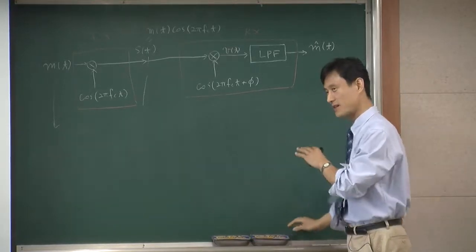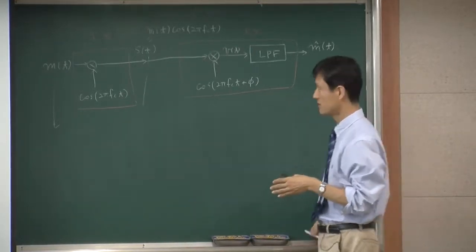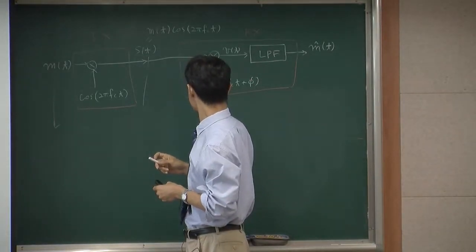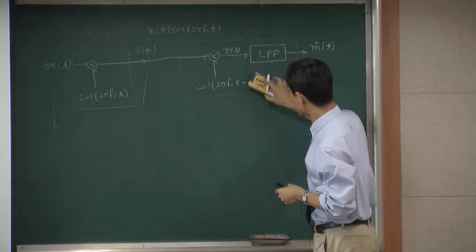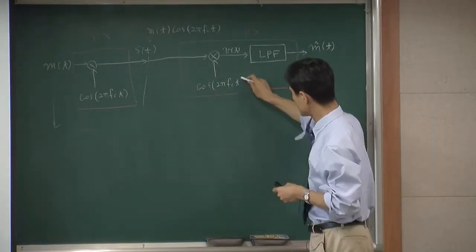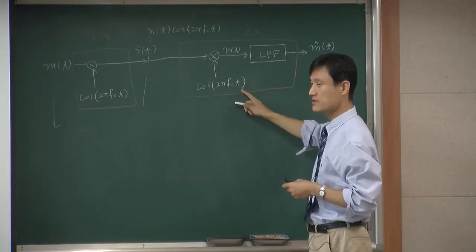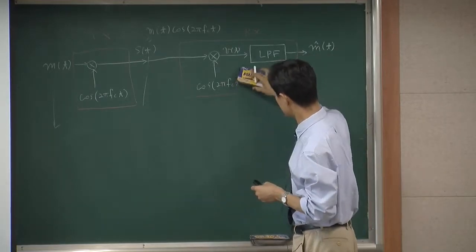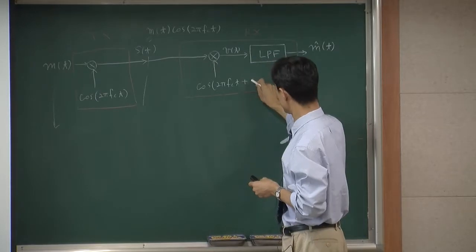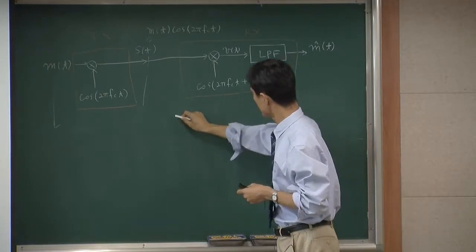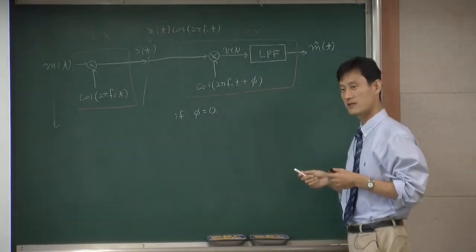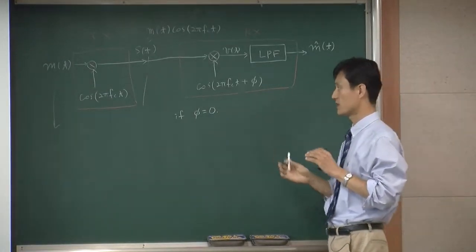I'm talking about the same thing again and again in different views. Okay, let me tell you one more thing here. Just for discussion, let me assume that phase is 0. Just to help you understand, let's say if phi equals 0, that's the ideal case, right? That means the phases match exactly.